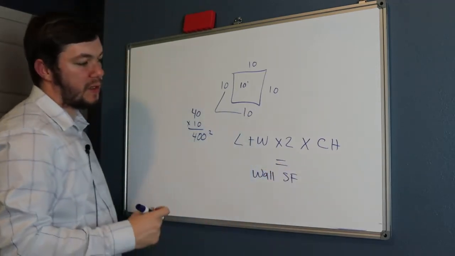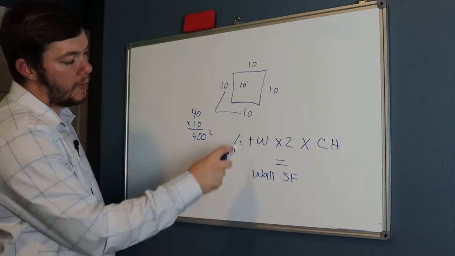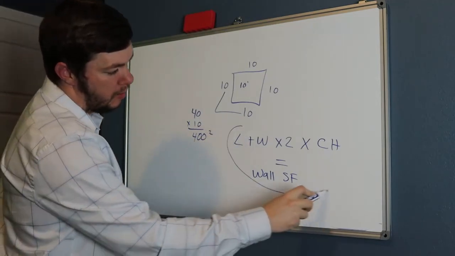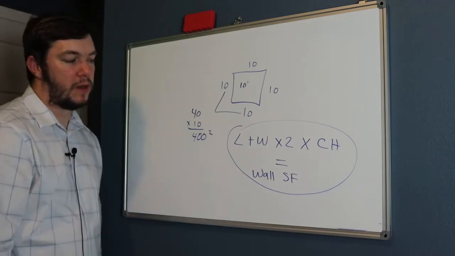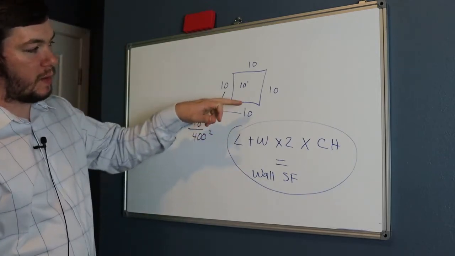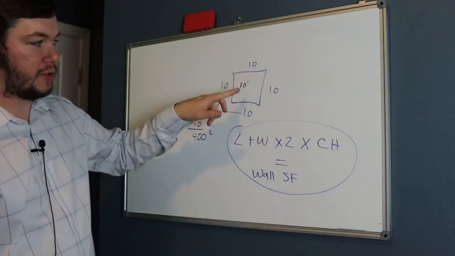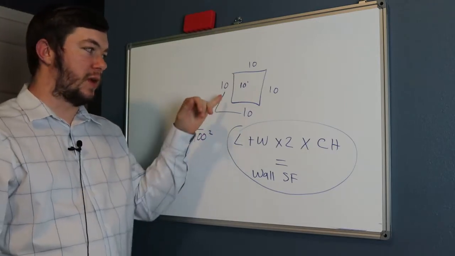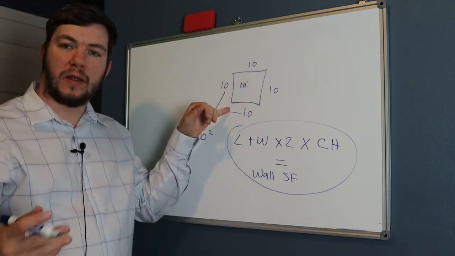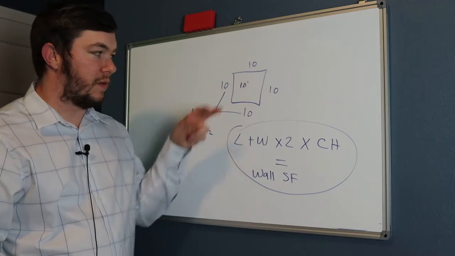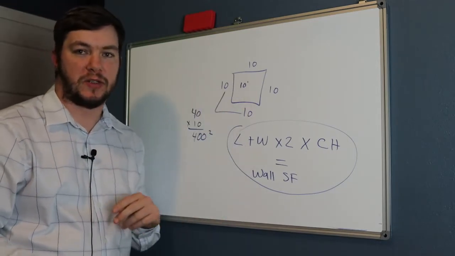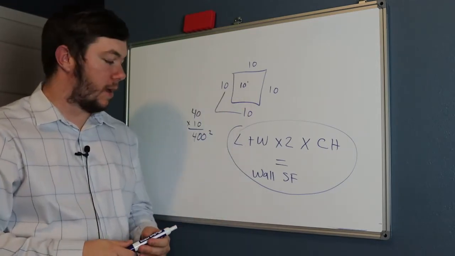Now this may seem very simple to some people, but this formula right here will make you a lot of money if you know what to do with it. So length plus width times 2 gives you perimeter times your ceiling height. So all you got to know is 2 sides of the length of your room and then the ceiling height, and you can find the wall square footage. Don't take out for doors or anything like that.